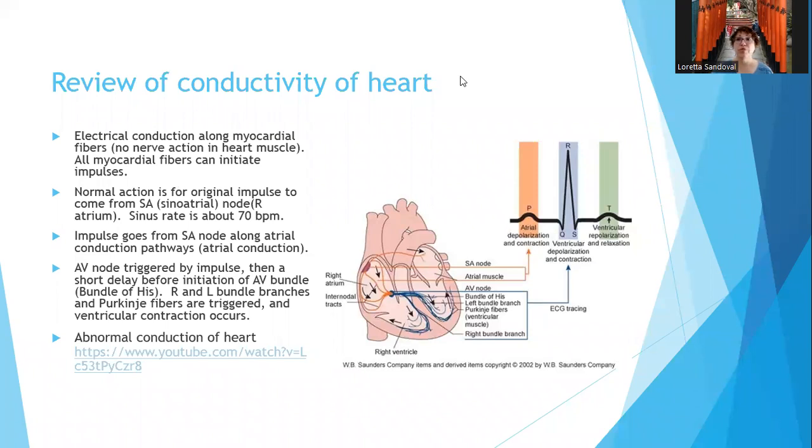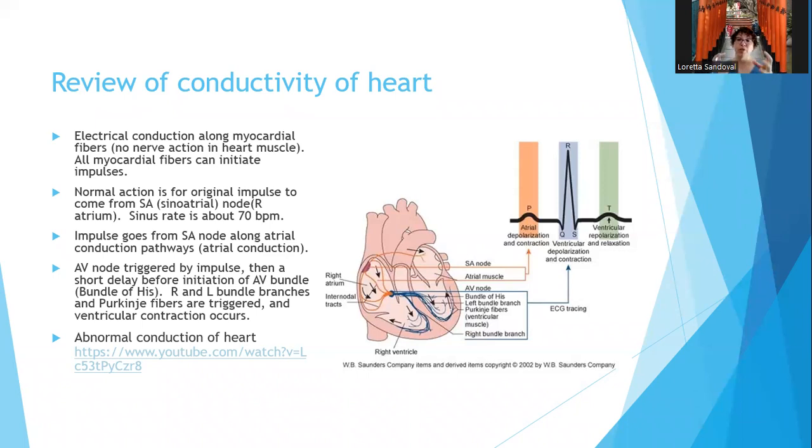So just a review of the normal conductivity of the heart. Unlike skeletal muscle and smooth muscle in our body, the heart muscle does not have a nerve action from, it's not getting a message from the brain. That is the reason that you can do a heart transplant, because a heart can beat on its own. The myocardial fibers initiate their own electrical impulses. You don't need the brain impulse in order to do that.